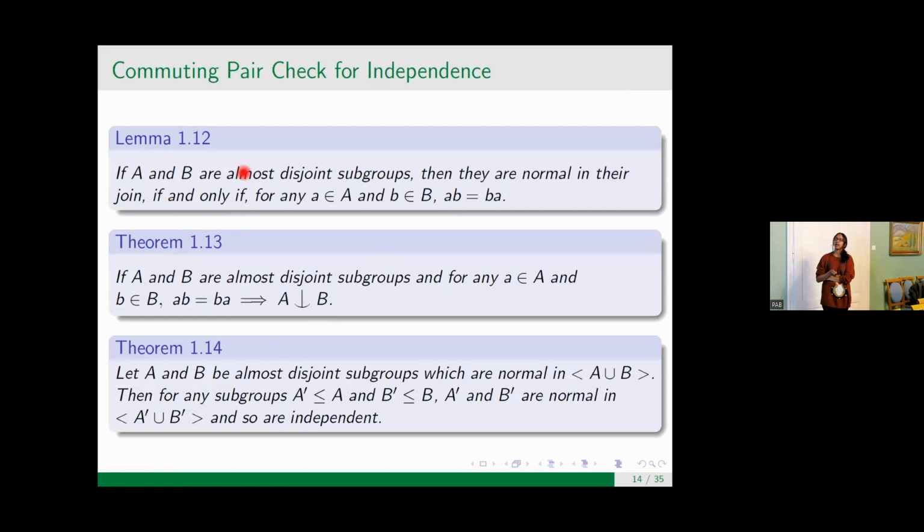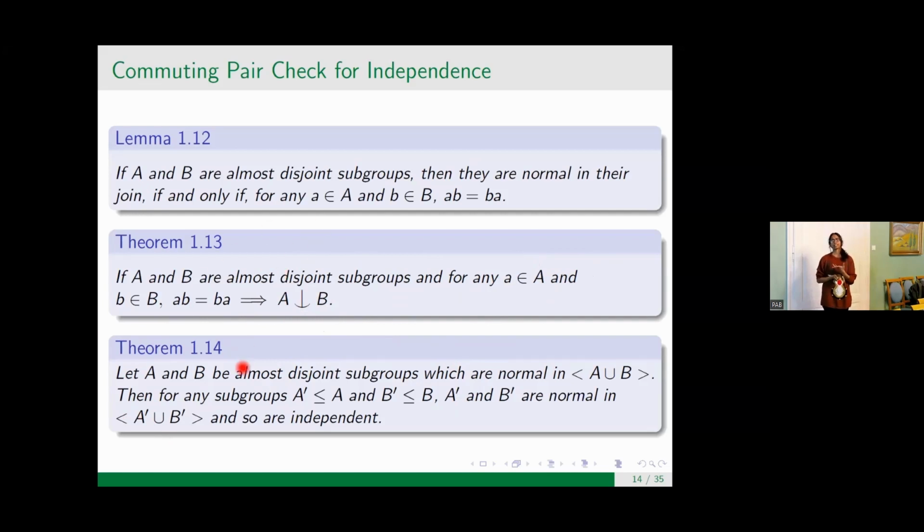If A and B are almost disjoint subgroups, then they are normal in their join if and only if for any a in A and b in B, they commute. Because this is if and only if, combining the last two results, it's enough to check, for almost disjoint subgroups A and B, that any a in A and b in B commute. If that works, then these two subgroups are independent.